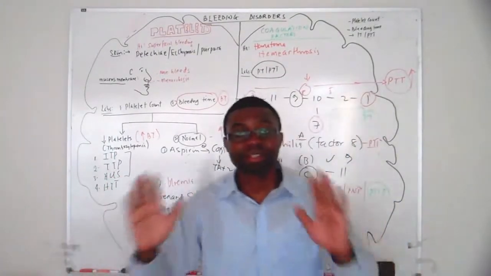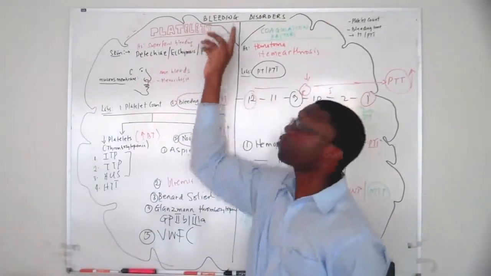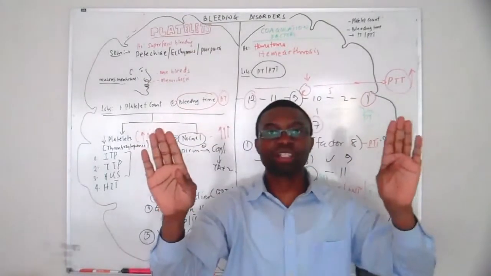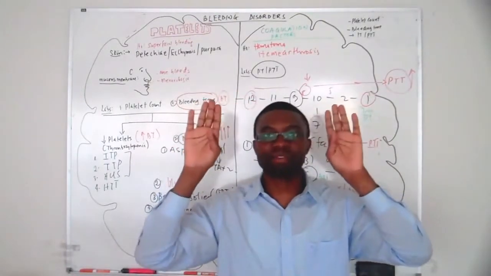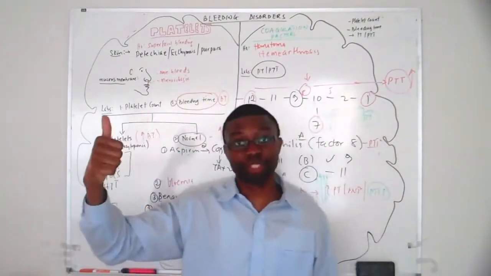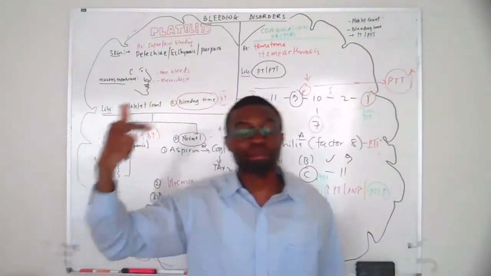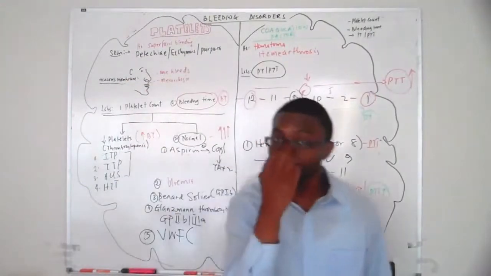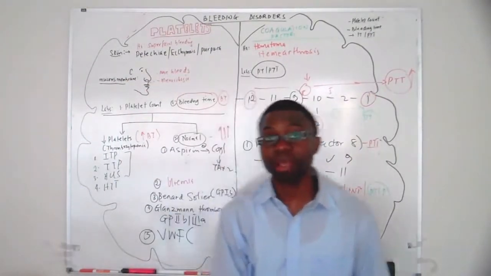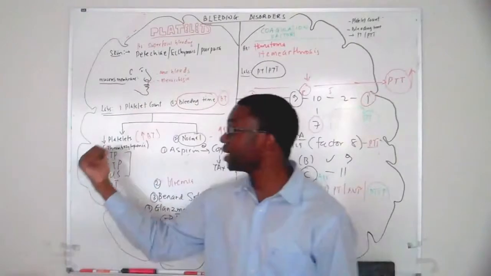Summary. Bleeding disorders: platelets, coagulation factors. Your left and right side of your brain. Okay? Platelet problem, superficial bleed. Then you have ecchymosis, purpura, and petechiae. Nosebleeds, menorrhagia. Okay? Labs, your platelet count, is it low?